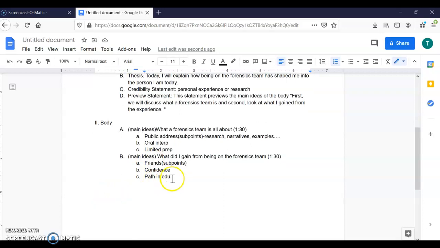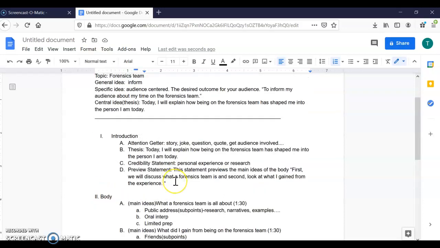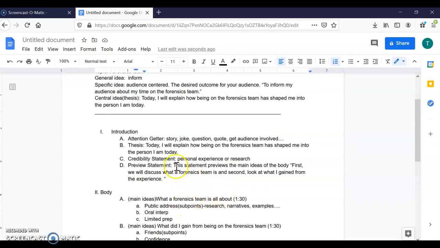All right, so, and to be consistent with what I did in my body, just to tell you, I told you that your body main points are about a minute 30.